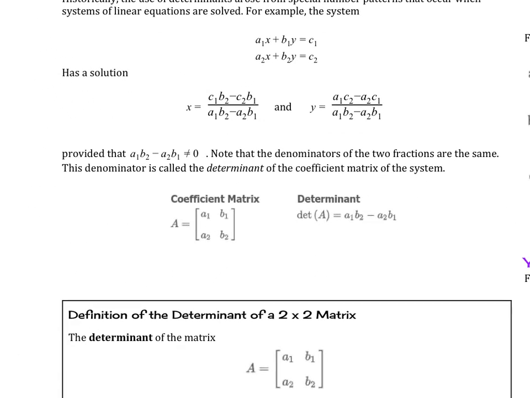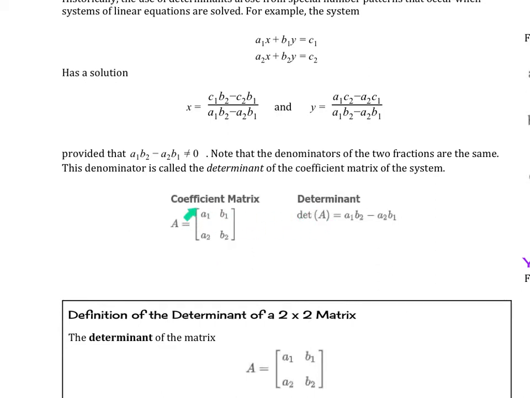Note that the denominators of the two fractions are the same. This denominator is called the determinant of the coefficient matrix of the system. So looking at these numbers here, we labeled this a little different the last time. We had A, B, C, and D, but now we're labeling it as A1, B1, A2, B2. So A1 for the first equation, A2 for the second equation. So that'll help us a little bit later on.